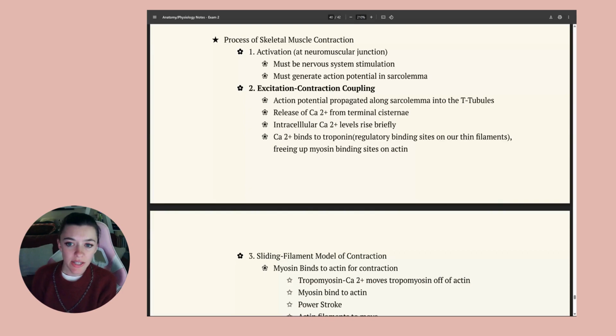2. Excitation-contraction coupling. The action potential is propagated along the sarcolemma into the T tubules. It causes the release of calcium (Ca2+) from the terminal cisternae. Intracellular calcium levels rise briefly, and then calcium binds to troponin regulatory binding sites on the actin filaments, freeing up myosin binding sites on the actin.